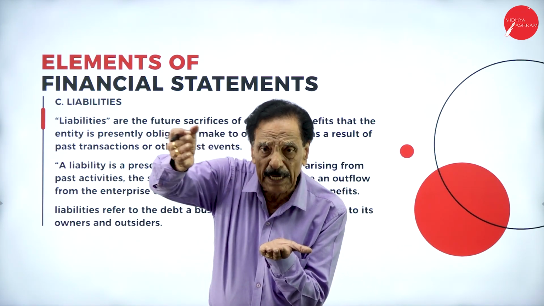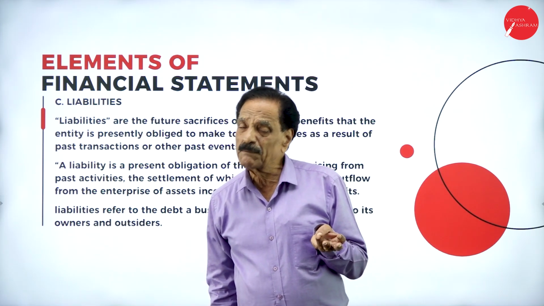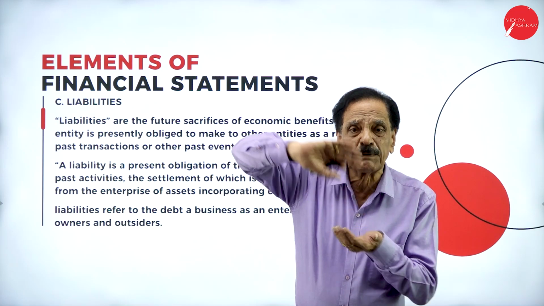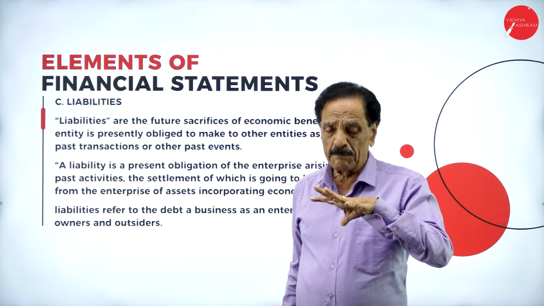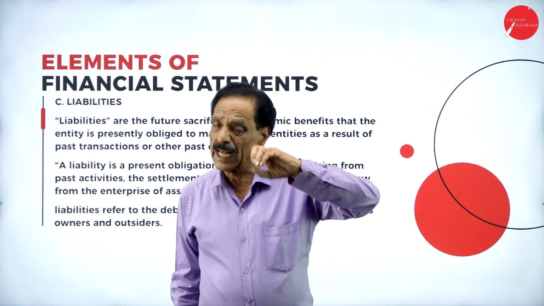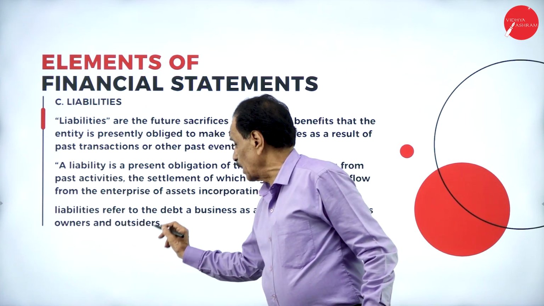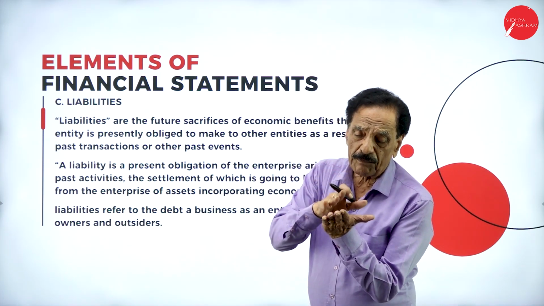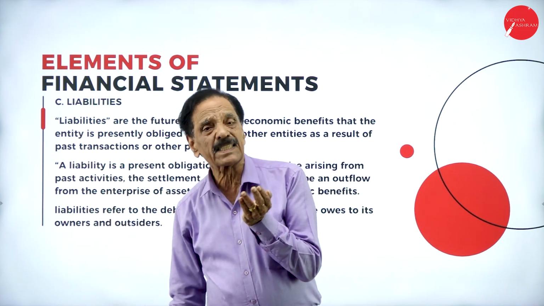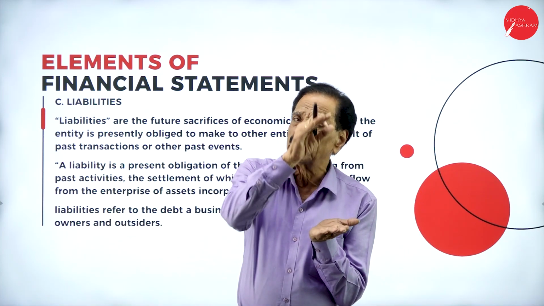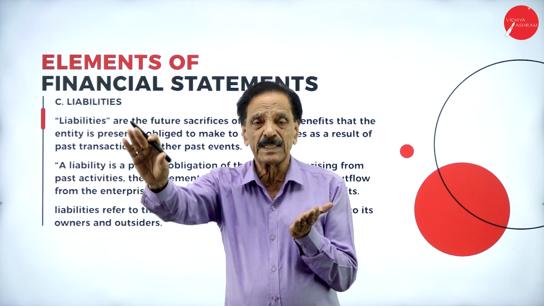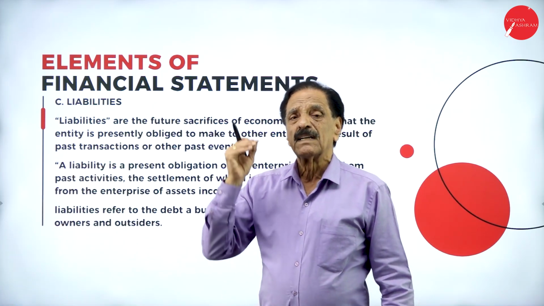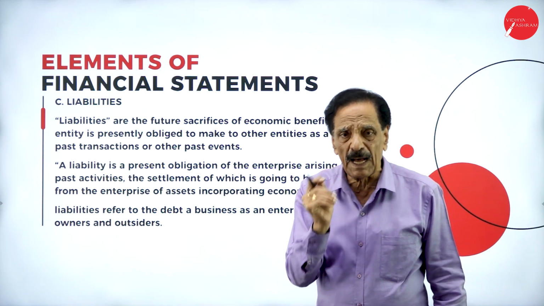The company is liable. So bills payable is a liability, and creditor is a liability, because who has to pay? The company has to pay. So the company is liable to the owners or outsiders. Out of the assets, the liabilities will be deducted. Total assets minus total liabilities. Whatever the difference comes, that difference we call capital.